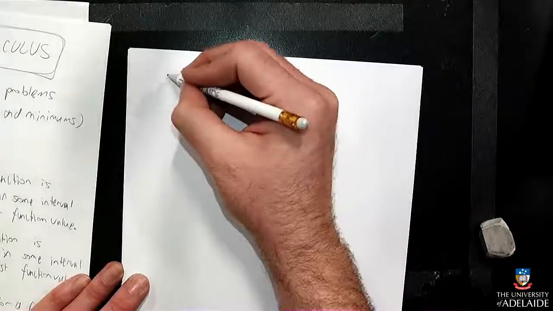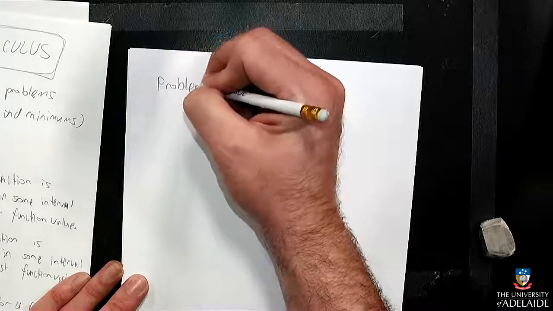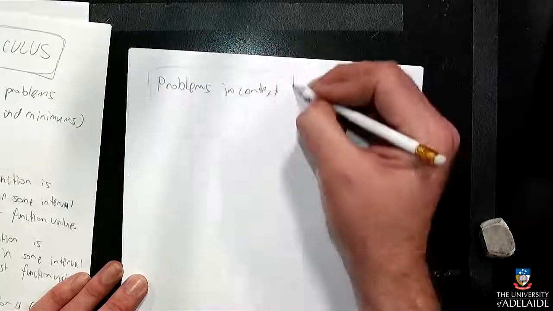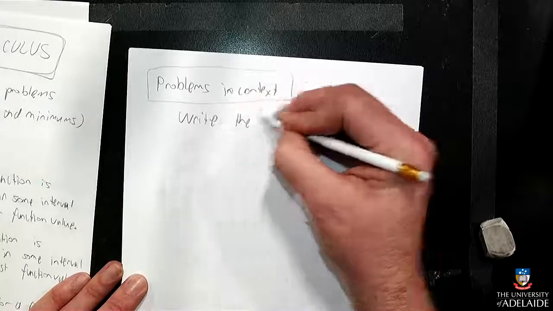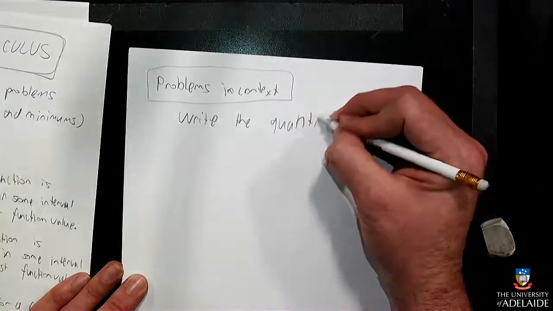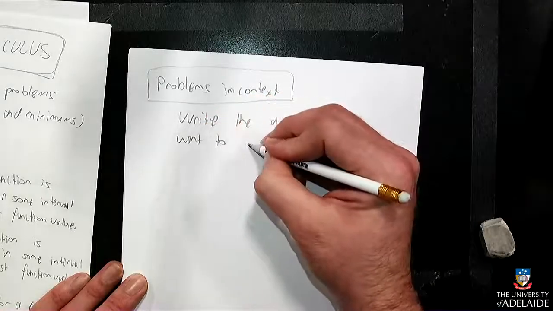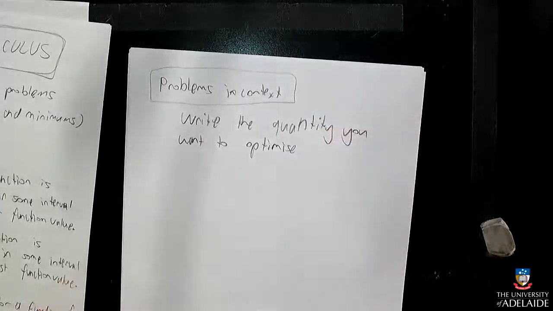So for problems in context, write the quantity you want to optimize. So optimize means make the best, right? It's short for optimal, which means the best. And the best might be maximum, it might be minimum, depending on what you're aiming for.